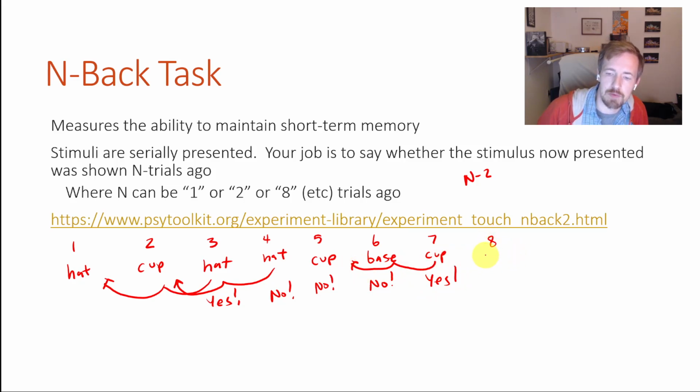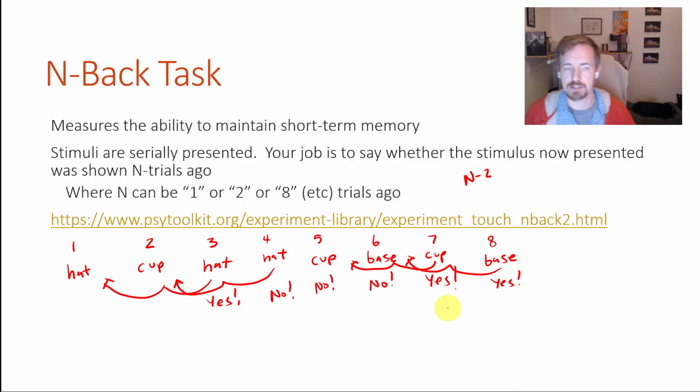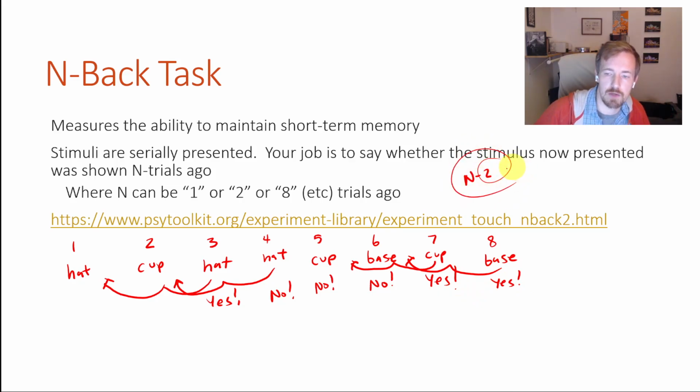And let's say trial number 8 is the word base. And we would say yes there again too, because that was 2 trials ago. All right, so that's how the N-back task works. Now people will use this as a way to measure working memory capacity, because they won't just do n-2, they can also do n-3. And if we do n-3, then let's see, would any of this change?